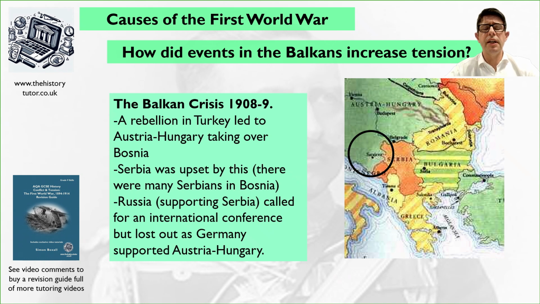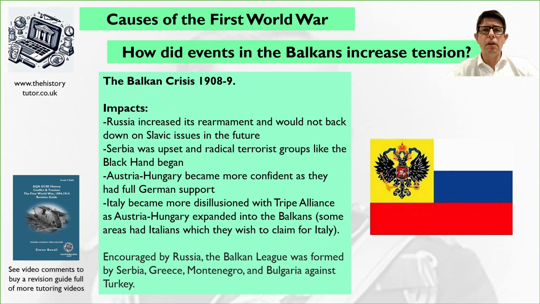Russia supported the Serbs in their complaints, but Germany forced the Russians to back down, and Austria-Hungary kept control of Bosnia. So what was the impact of all this? Well, Russia increased its remilitarization and thought in the future it was not going to back down on Slavic issues. It was the father of the Slavs, and it was not going to be humiliated by Germany again.